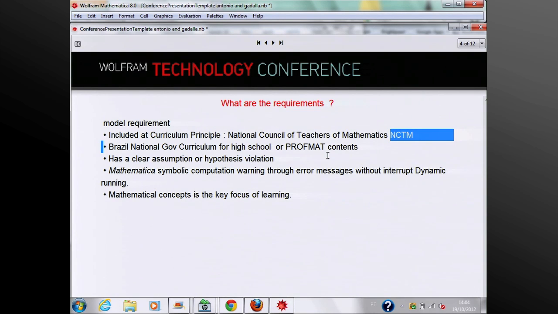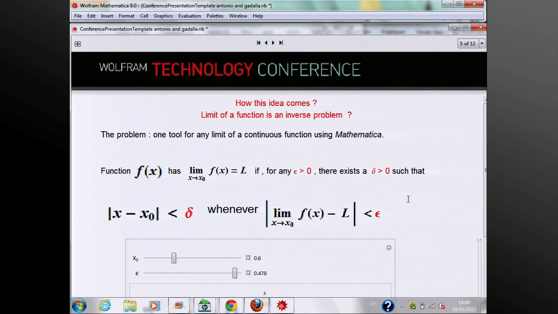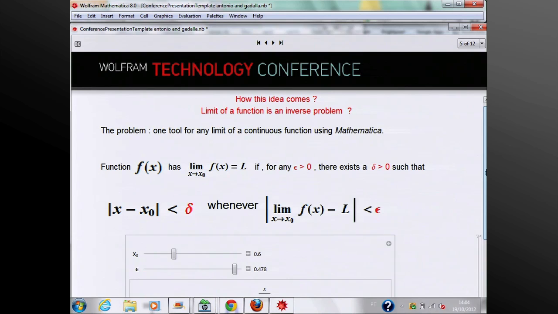Mathematical concepts are the key focus of learning. Okay, let's see some examples. When you start this subject, it starts in the following way. You try to have a lot of demonstration examples. What I try to do is, you don't need to go example by example, starting from scratch every time. Let's have a toolbox. From this toolbox, the teacher can take the tools for teaching any concept.